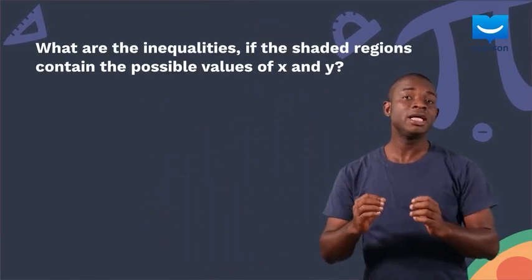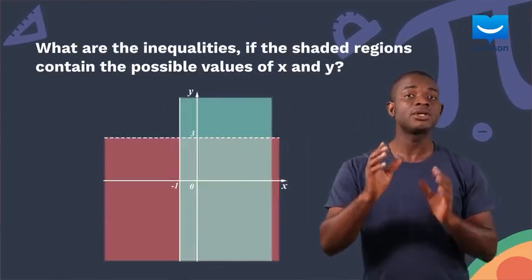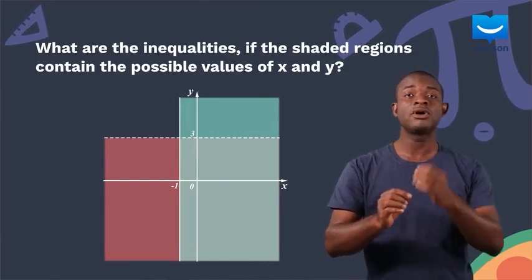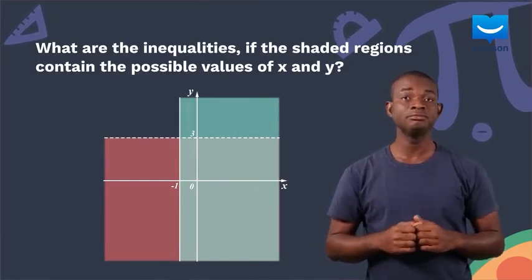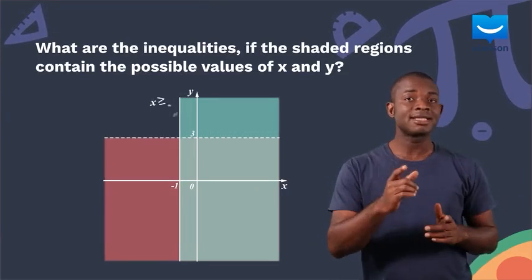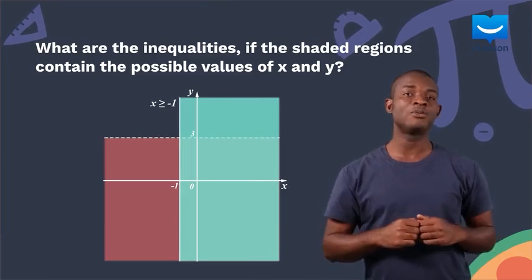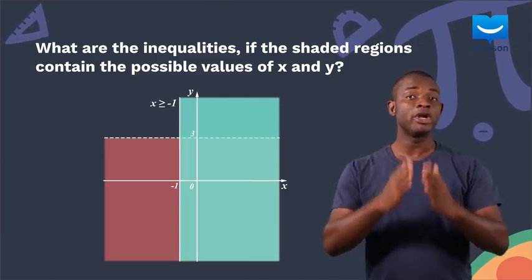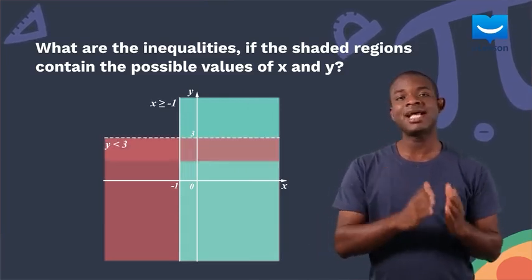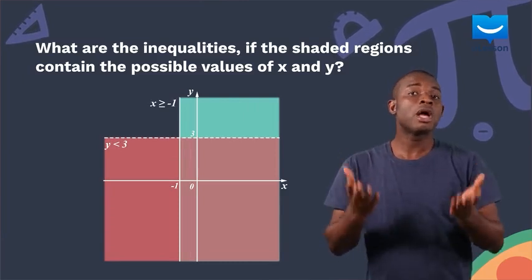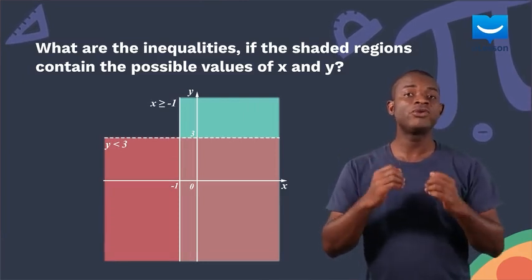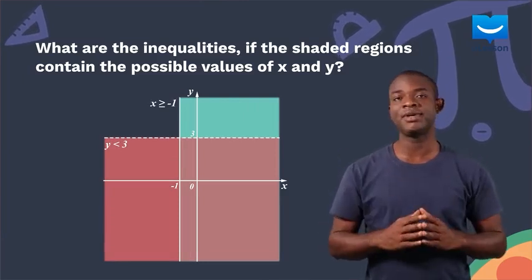Just as we can interpret the number lines for a single variable, we can also apply that to the Cartesian plane. For example, what are the inequalities if the shaded regions contain the possible values of x and y? From the x-axis, x is greater than or equal to minus 1, while from the y-axis, y is less than 3. We can go on and on with the two variable inequality on the Cartesian plane.